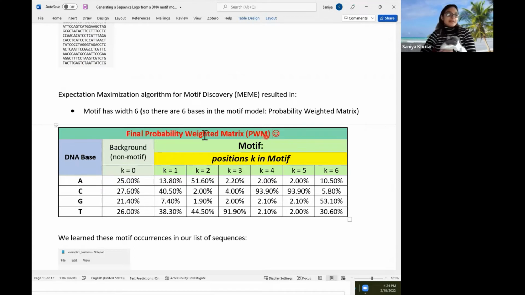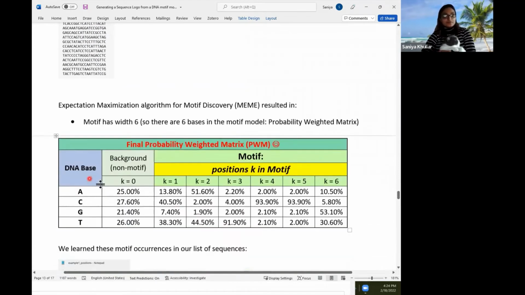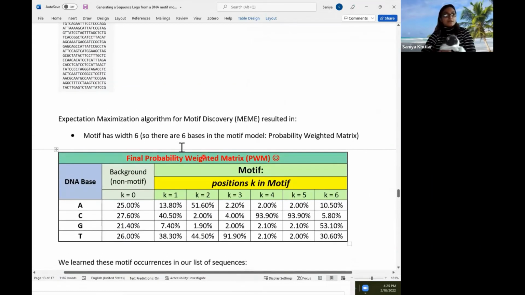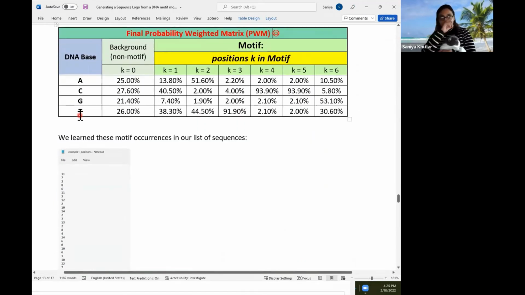That's what we see here. This is our background, a non-motif position. Anything that's not in the motif. So either it can be in a motif position or it cannot be in the motif. It can be an occurrence of the motif, or if it is, then it would be here. Otherwise, it would just be background. So background is everything else.